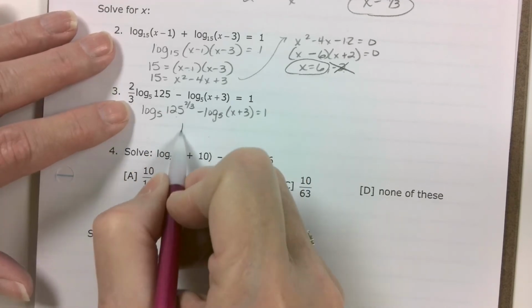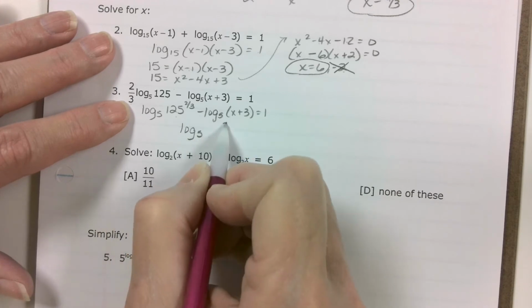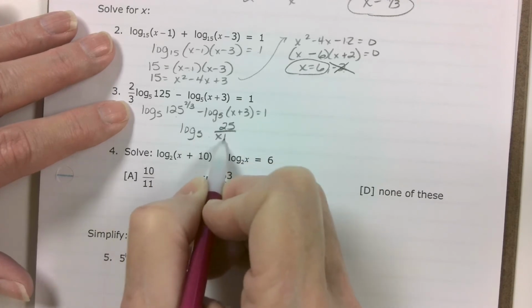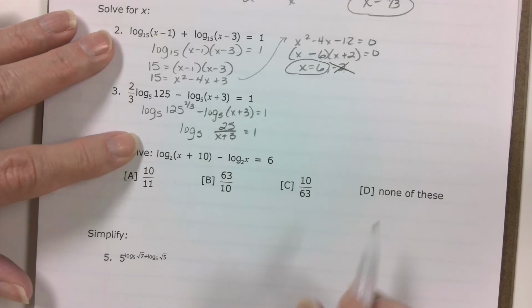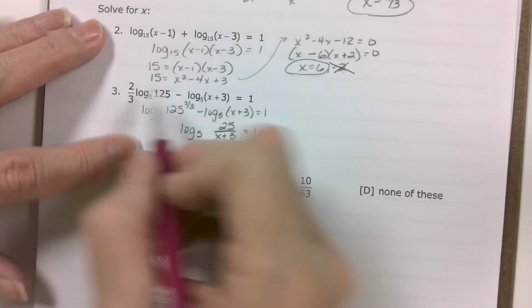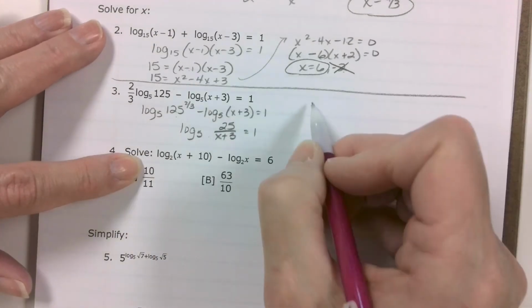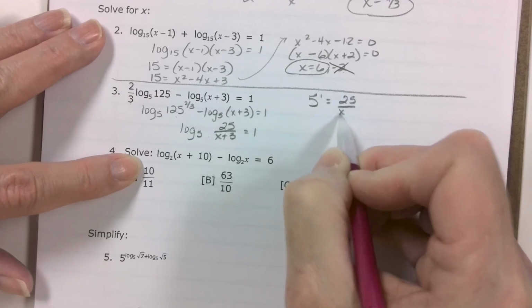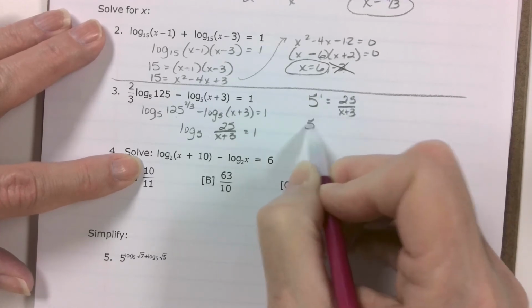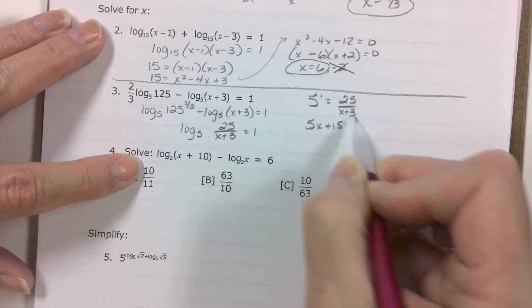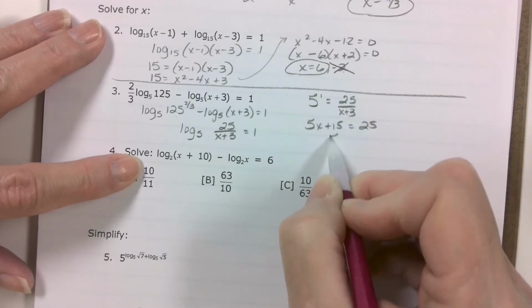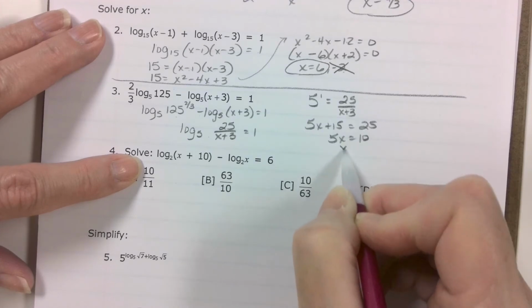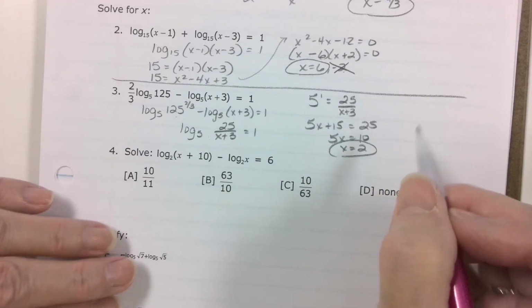This is minus, so it's going to be log base 5 of 25 over x plus 3 equals 1. Change it to exponential form. So this is going to be 5 to the first equals 25 over x plus 3. Cross multiply. Don't forget to distribute that. So you get 5x equals 10, so you get x equals 2. Okay?